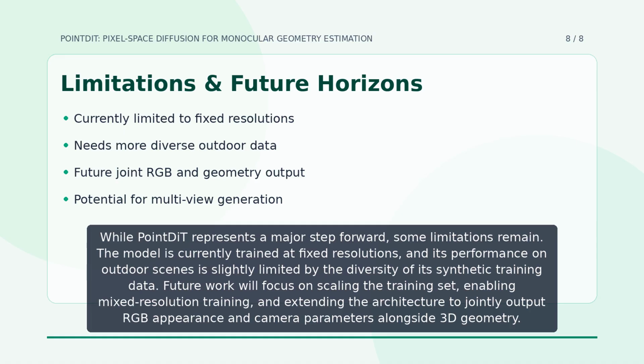While PointDiT represents a major step forward, some limitations remain. The model is currently trained at fixed resolutions, and its performance on outdoor scenes is slightly limited by the diversity of its synthetic training data. Future work will focus on scaling the training set, enabling mixed-resolution training, and extending the architecture to jointly output RGB appearance and camera parameters alongside 3D geometry.